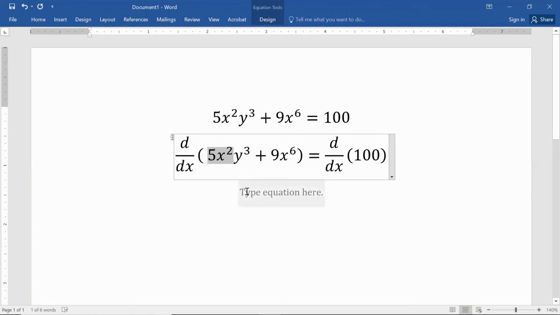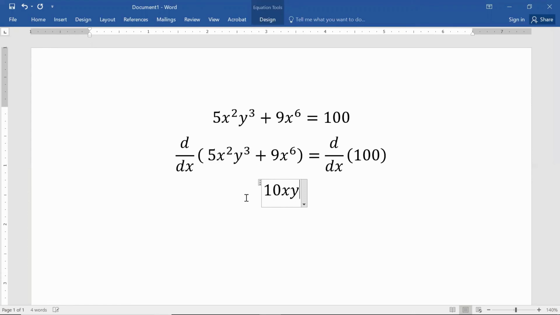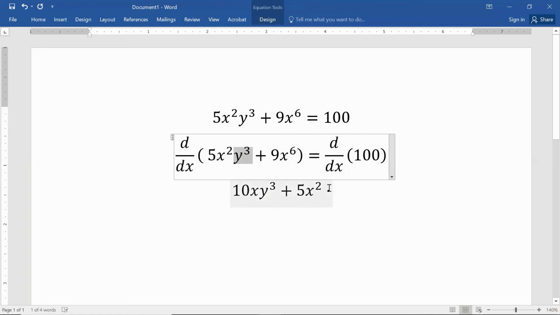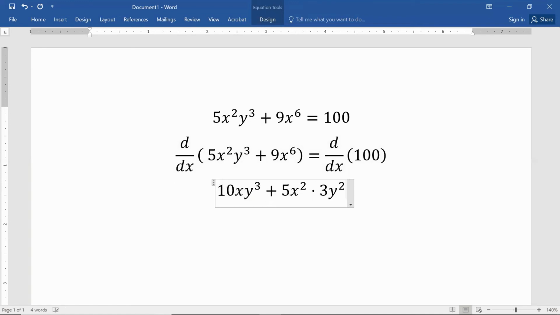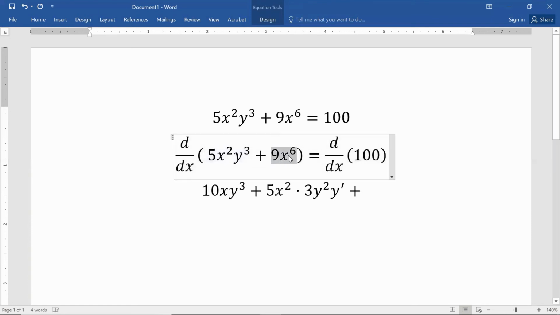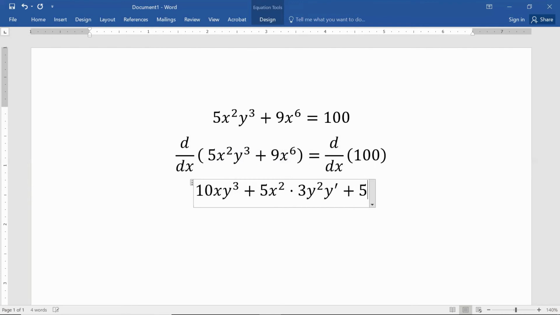Derivative of 5x squared is going to be 10x. We're going to multiply that times the normal second function, which is just y to the third. So we're not taking a derivative of y to the third now. We're taking a derivative of the first part. Plus normal first function, that's 5x squared, times derivative of the second function. Derivative of y to the third is 3y squared times y prime. Plus, now take a derivative of 9x to the sixth. That's going to simply be 54x to the fifth. Derivative of 100 is 0.